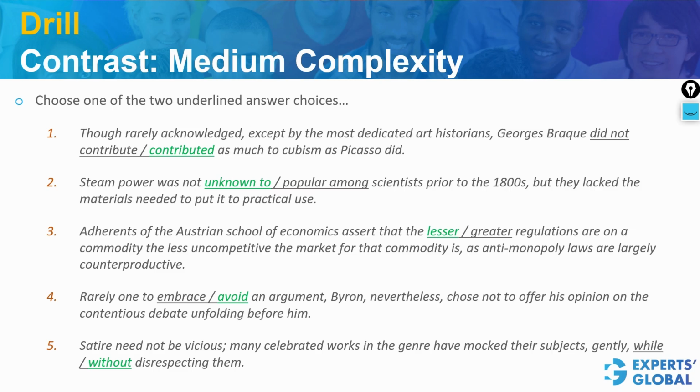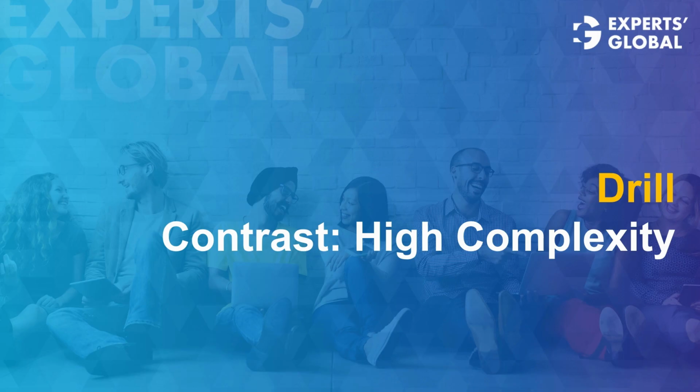These are the 5 correct answer choices for this drill. I hope you got all 5 correct. If not, please analyze properly and attempt this drill once again. The next drill is going to be higher in complexity. A drill on sentences involving contrast, high complexity. Please target 100% accuracy and don't worry about speed at this stage.